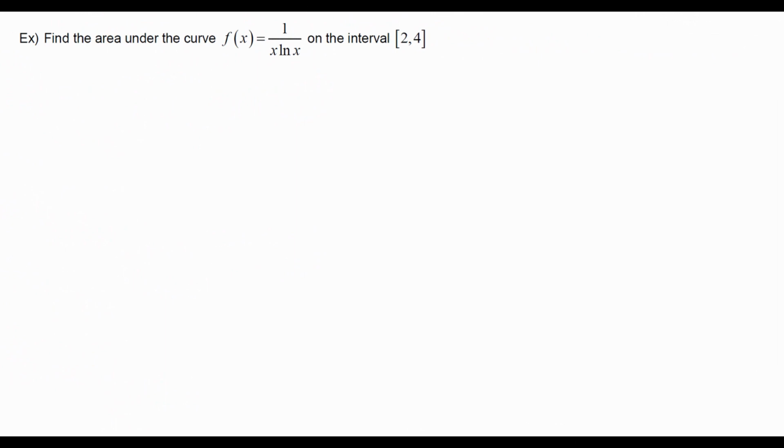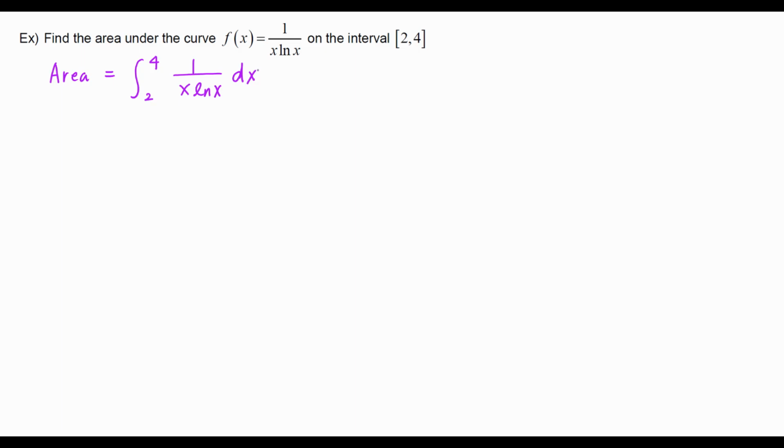Find the area under the curve f(x) equals 1 over x ln x on the interval 2 to 4. Well, this is a definite integral now since we're getting the area on the interval 2 to 4. So then the area is equal to the integral from 2 to 4 of 1 over x ln x dx. Well, I don't know how to integrate this, so hopefully we can do the u-sub. So what should be my u?